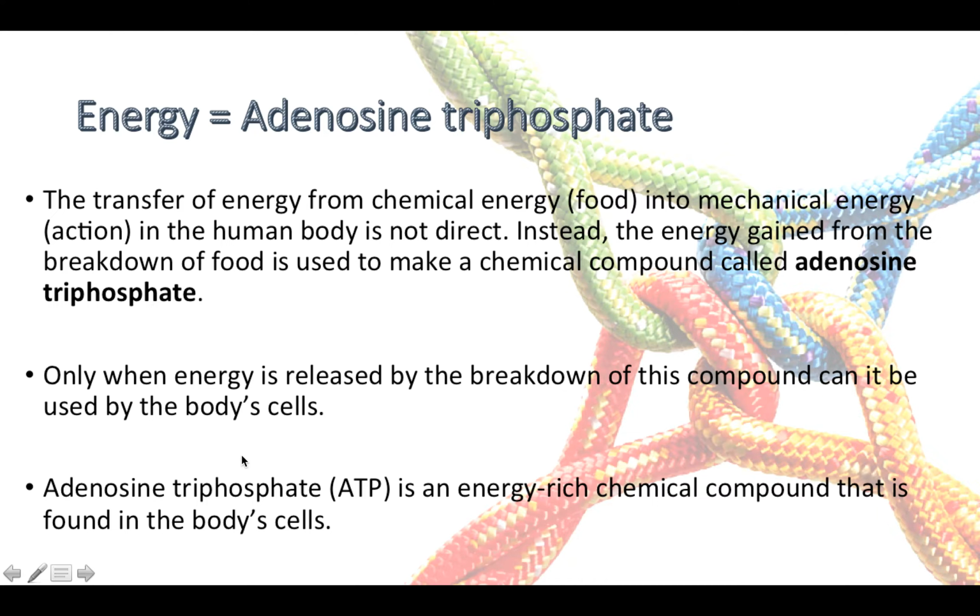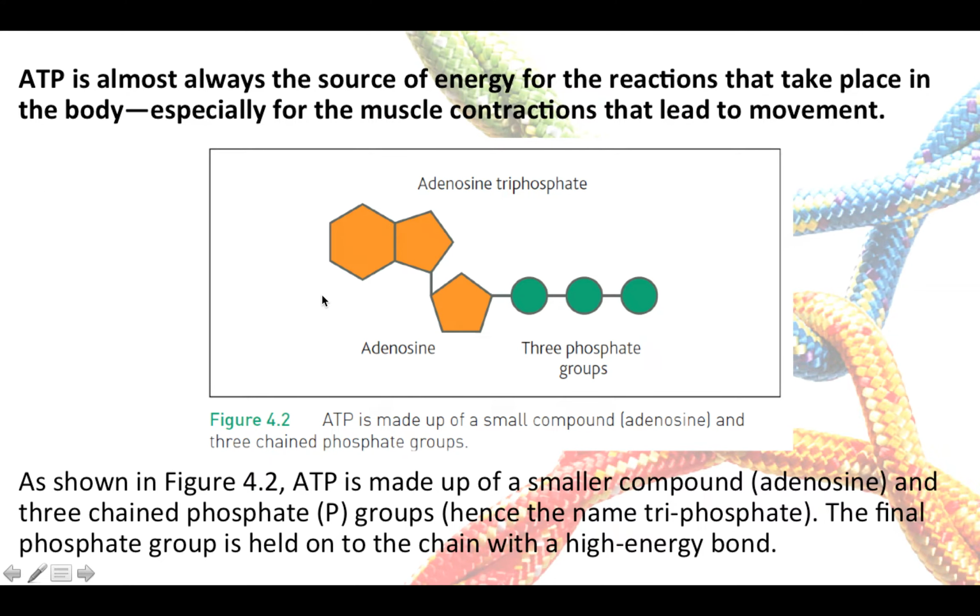It's only when this energy is released, or by the breakdown of this compound, that it can actually be used by the body's cells. So it's really, really energy-rich chemical compound that is already found within the body. And this is what it looks like. So these three orange bricks are your adenosine, and then attached to that you have three phosphates. Now, what happens when we break down the adenosine triphosphate is we actually separate one of these phosphates here on the end and break this link.